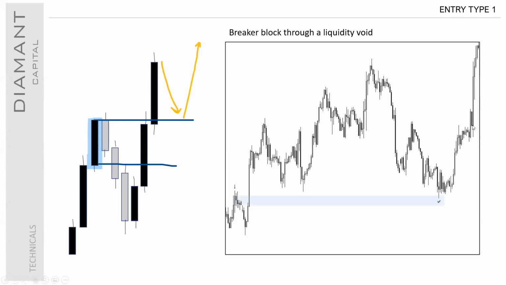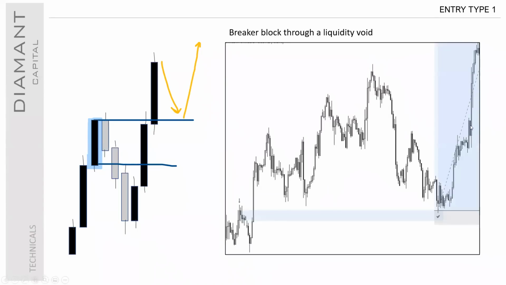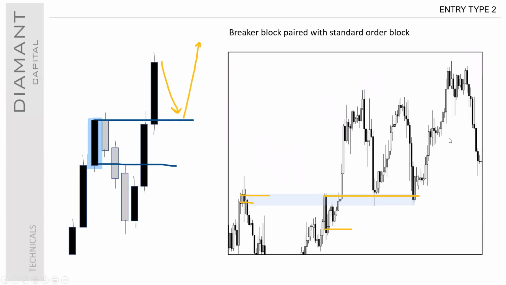Okay. So onto entries. This is exactly how you would enter. Stop loss below the breaker block. If you really wanted to be conservative and take that type of approach, then you would put the stop loss much lower. Say, for example, down below the lowest point in this range. So yeah, pretty much breaker block paired with the standard order block.